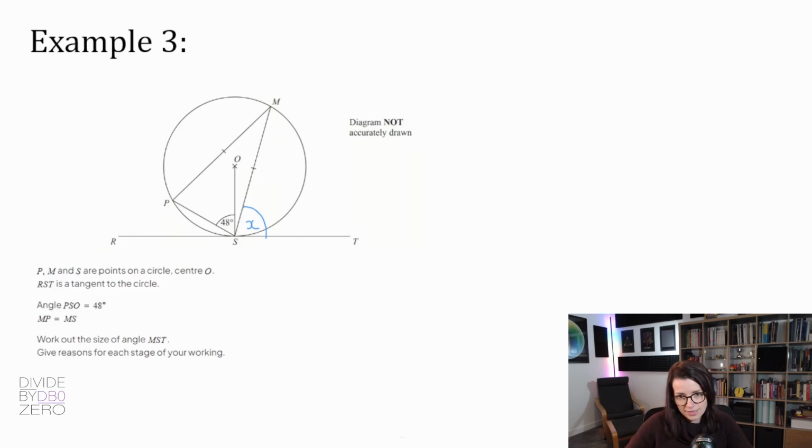When I'm looking at this diagram, again, the first thing I'm noticing is tangent and radius meeting at 90 degrees. So I'm going to pop that on there. Tangent and radius meet at 90 degrees, which will allow me to find that missing angle there. 90 take away 48 gives us 42. It may or may not come in handy later, but it's worth just labeling it on if you see it.